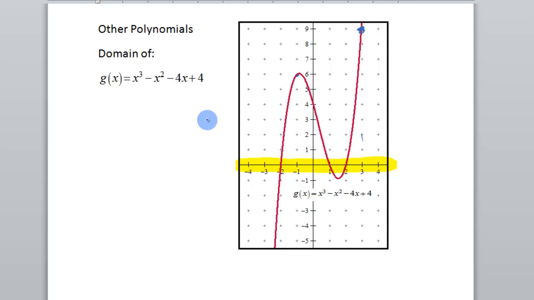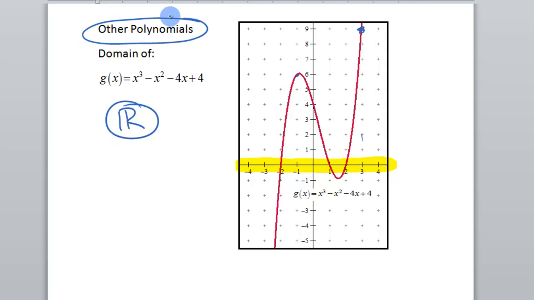So the domain, again, are the values you're putting into this function. So, again, I can put all real numbers. The domain of this function is all real numbers. The domain of all polynomials is all real numbers because there are no problems. It will span the entire graph here, that whole thing, meaning every x will have a corresponding y.